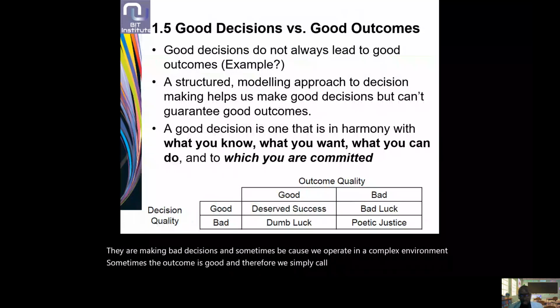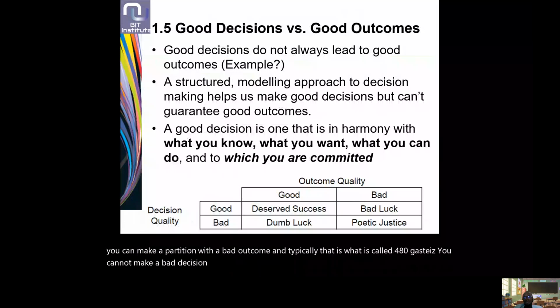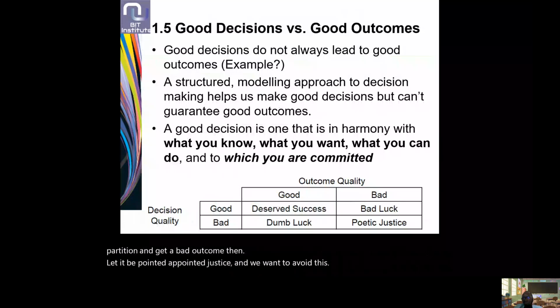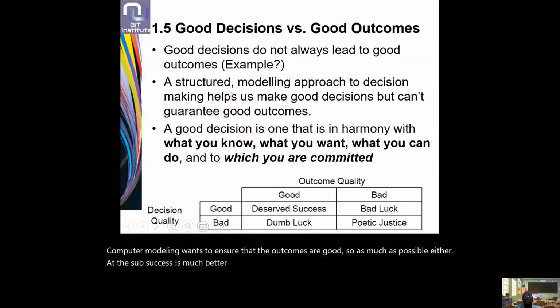And then lastly, you can make a bad decision with a bad outcome, and typically that is what is called poetic justice. You cannot make a bad decision and expect a good outcome. If you make a bad decision and get a bad outcome, then let it be poetic justice, and we want to avoid this. Computer modeling wants to ensure that the outcomes are good. So as much as possible, a deserved success is much better in decision making. Therefore, the structured approach tries to make this probable as much as possible.